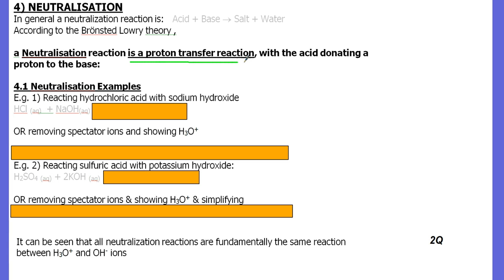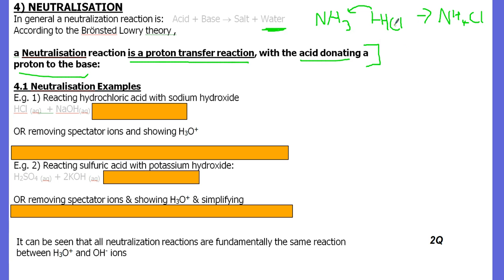Neutralisation is a proton transfer reaction, with the acid donating a proton to the base. So yes, acid plus base goes to salt plus water is our old definition. This is our new definition because in some acid-base reactions you don't necessarily get water produced, just because of the nature of the reaction. An example would be ammonia plus HCl. In this reaction, the HCl will donate a proton to the ammonia, and that just produces ammonium chloride. So there's no water being produced, but you do have a proton transfer between the acid and the base. And that's how Bronsted-Lowry theory defines a neutralisation reaction.